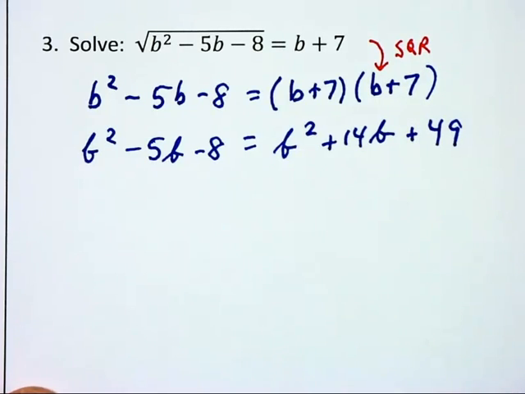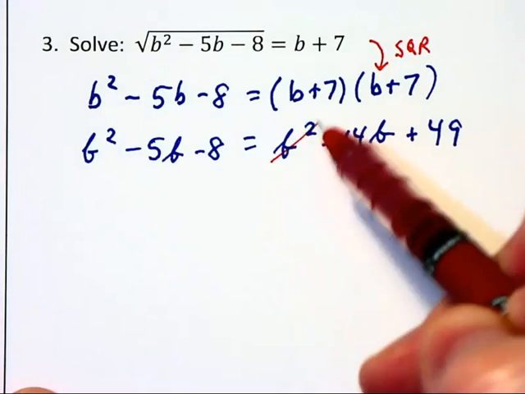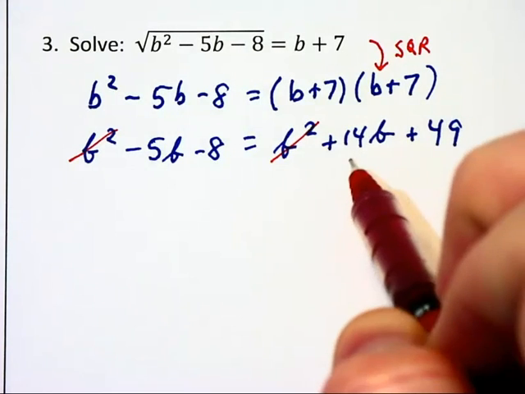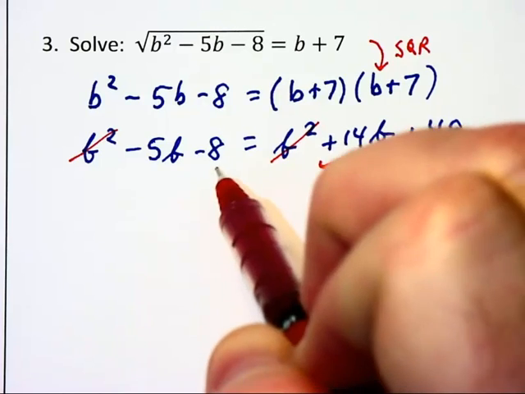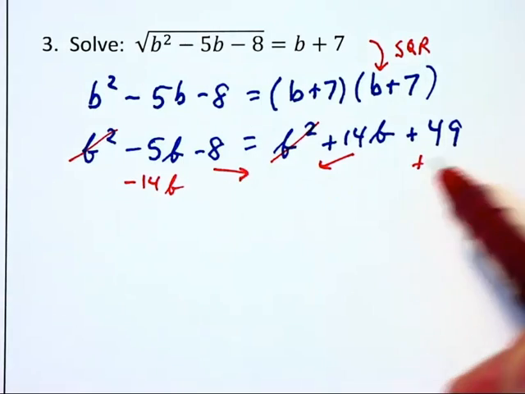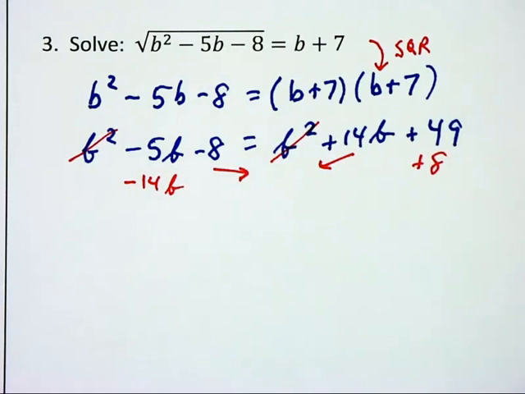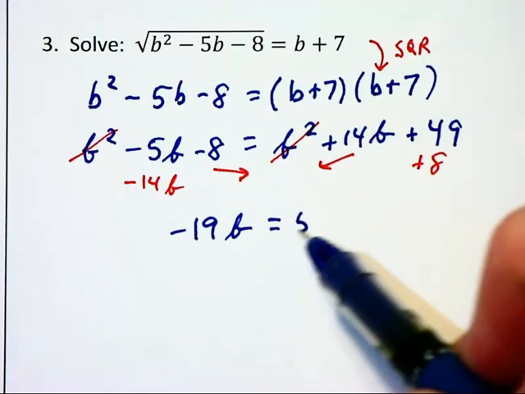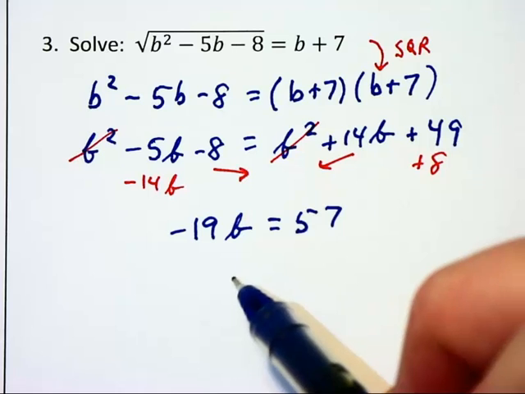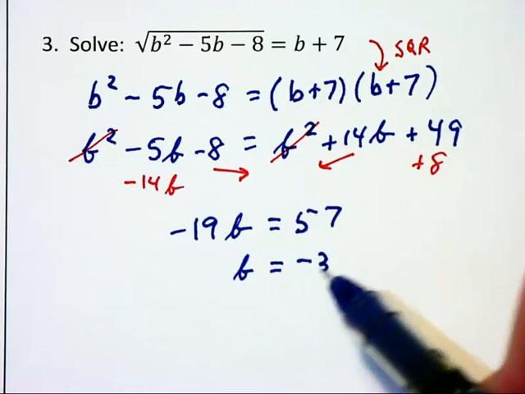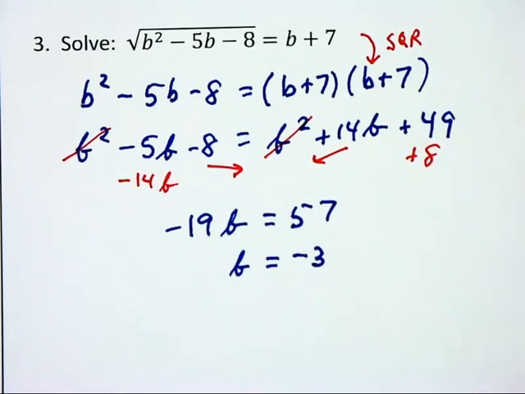When we go to try and get all the squares to one side, notice how the b squareds are going to cancel each other out. Let's actually get the linear terms to one side and the constant to the other. Subtracting 14b on each side and adding 8 on each side, we now have negative 19b is equal to 57, and dividing by negative 19, we get b is equal to negative 3. Now let's check this answer.